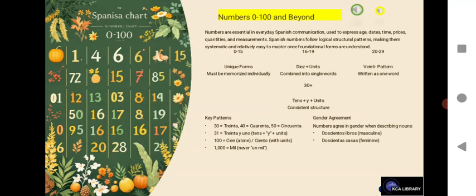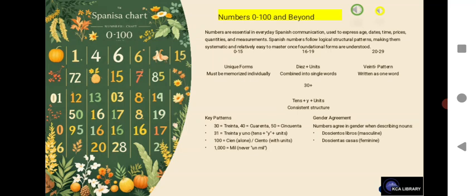Tens: 30, 40, 50, up to 90. Multiples of 10 form the basis for higher numbers. 30, 40, 50, 60, 70, 80, 90.